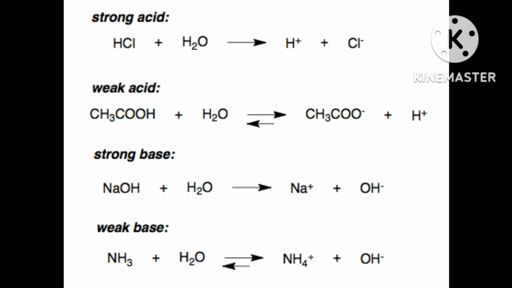Typical weak acids, the examples of weak acids I am telling you, are nitrous acid HNO2, hydrofluoric acid HF, and acetic acid CH3COOH. These are the weak acids. They will dissociate very little. Most of them will be undissociated.